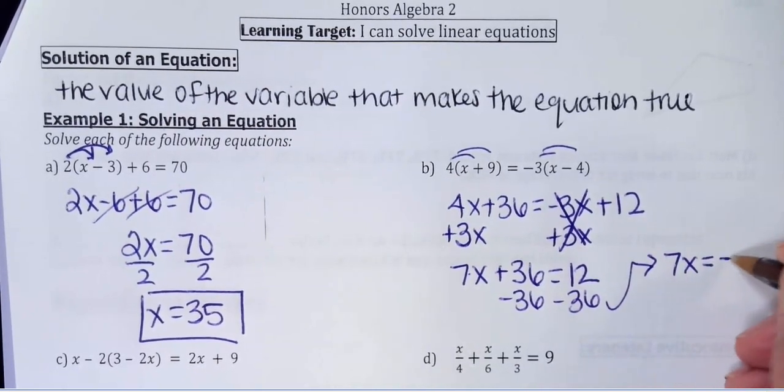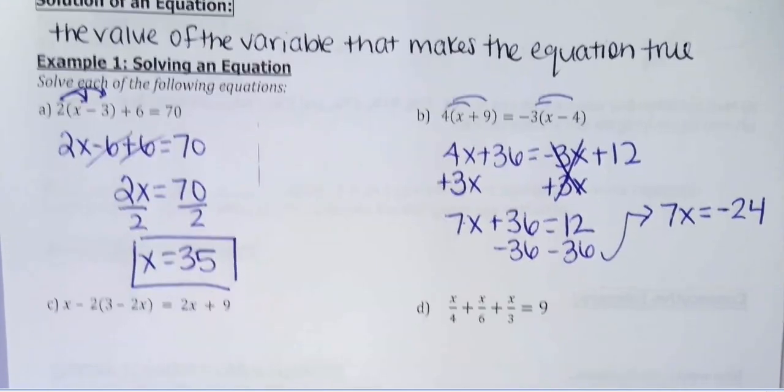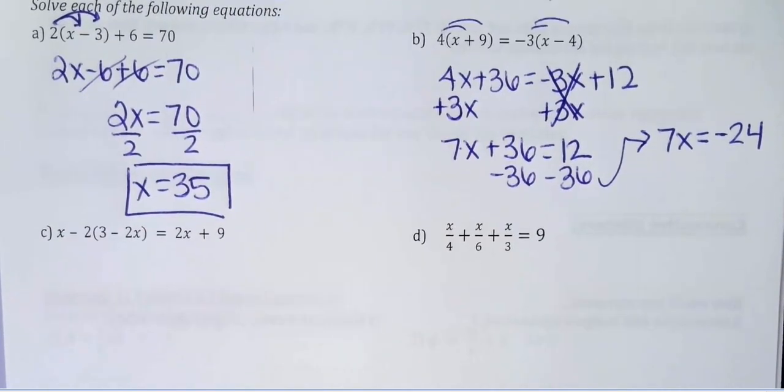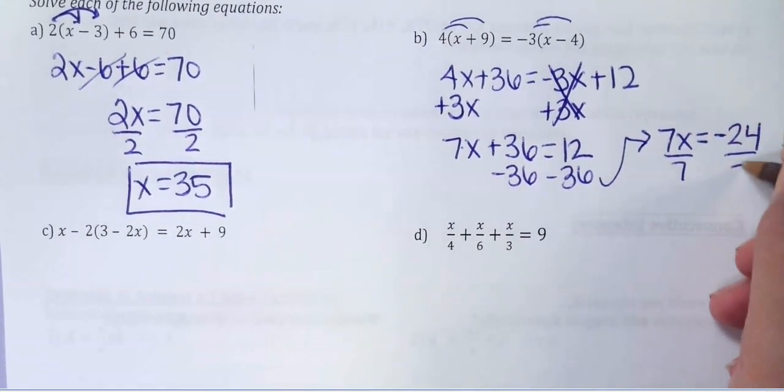Negative 24. Now, at that moment, I'm probably secretly freaking out because I know 24 is not divisible by 7, so I'm thinking I made a mistake. But I didn't make a mistake. You can have a fraction as an answer. That's okay. So we're just going to divide by 7. We didn't do anything wrong.